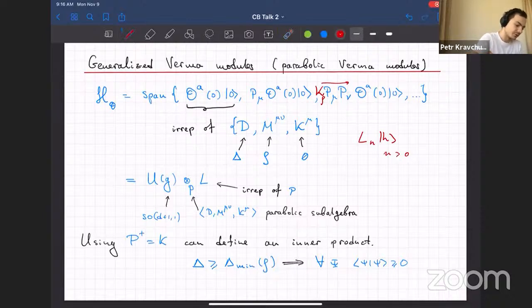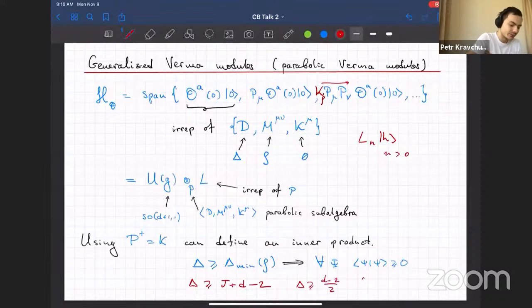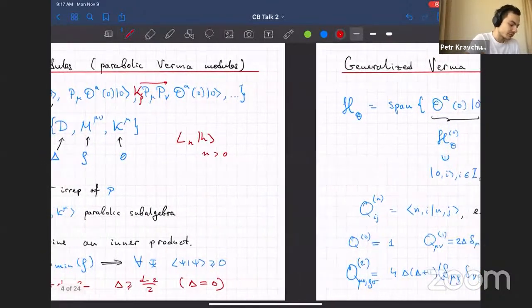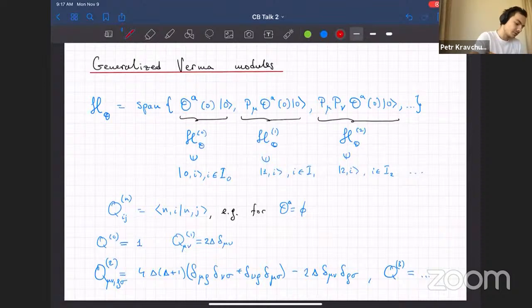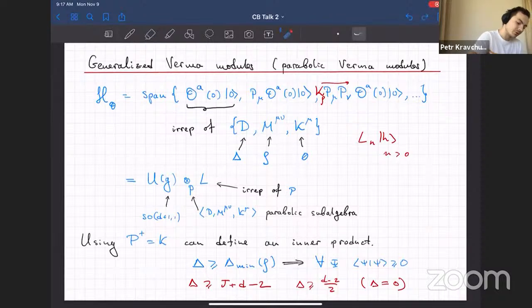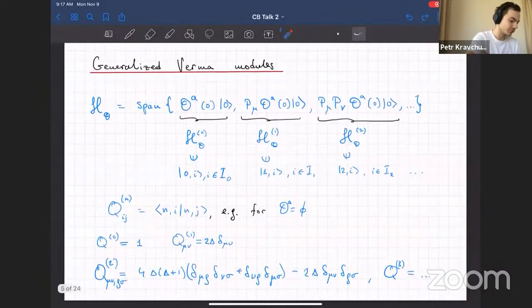So for example, for traceless symmetric representations, we have delta greater or equal to the spin plus spacetime dimension minus 2. And for scalars, we have delta greater or equal to (d - 2)/2. There is an exception that for scalars, delta can be equal to 0. So these are our representations, and this inner product is going to be important for us. So let me introduce a notation for it.